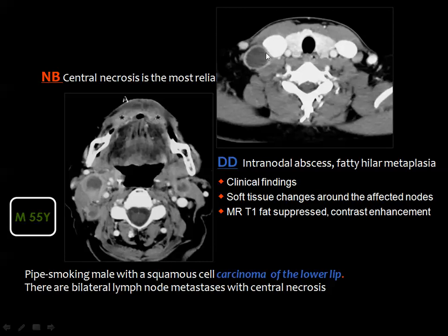And also, you remember that inflammatory nodes, especially those of bacterial etiology, will have some perinodal inflammatory changes, which here you do not see. Also, you consider the presence of a primary malignancy, either you see it or you know it from the history. This is a tumor of the lower lip with metastatic nodes on both sides of the neck. And this is an example of an inflammatory node.